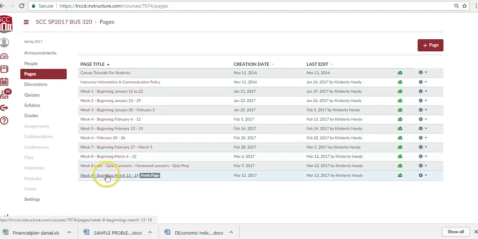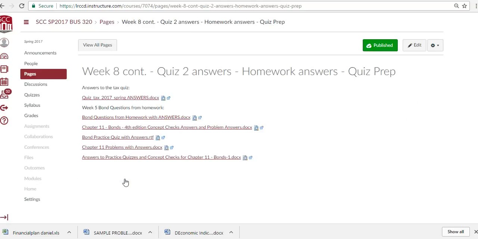Now, you will note, in addition to week 8, there's also week 8 continued here. And if I go in here, I will see a couple things. The answers to the tax quiz, so you can check your work against what I gave you. And then all of the answers to some homework that we've had specifically related to bonds. So I wanted to make sure that you had the answers out there so you could review your homework and also just check it just to make sure. I think this will help you study for the quiz so that you can do a good job.